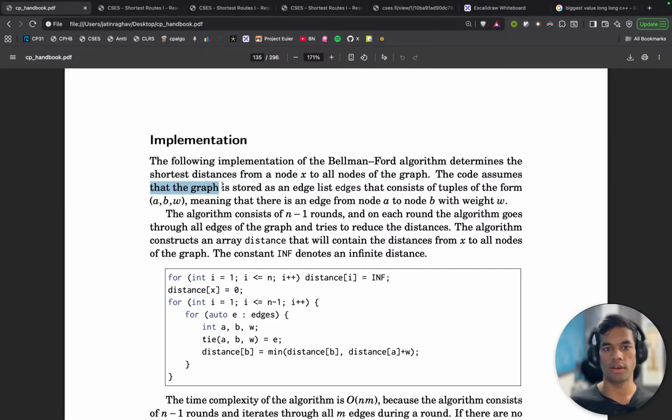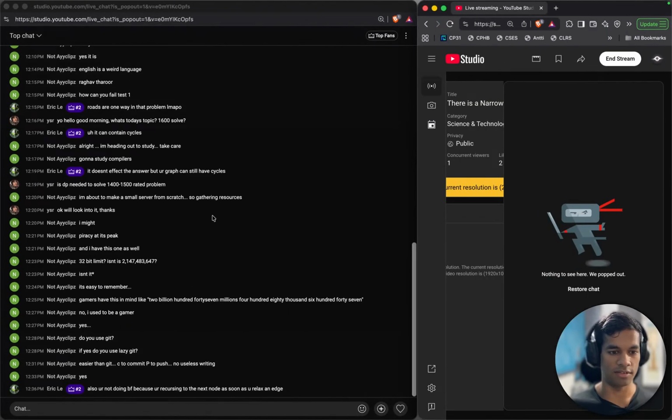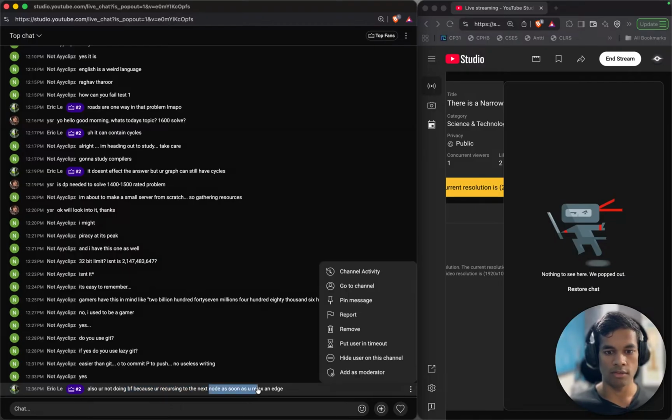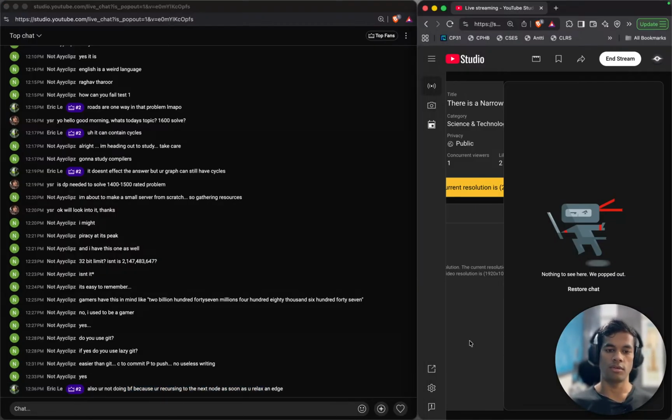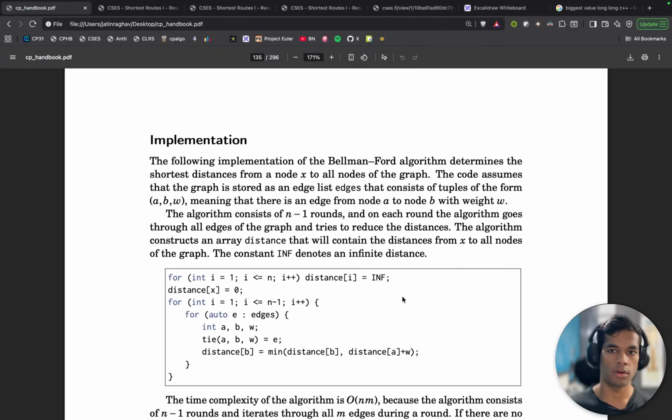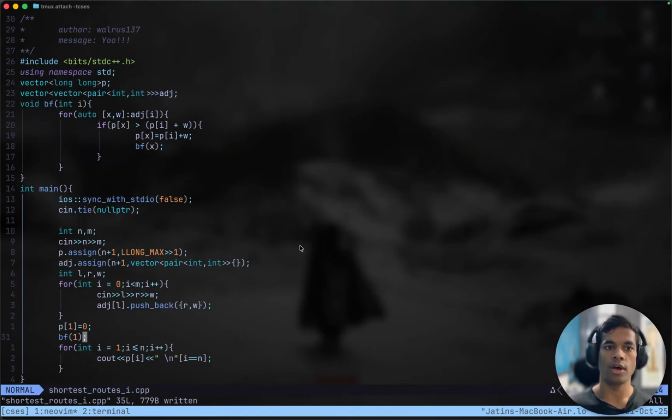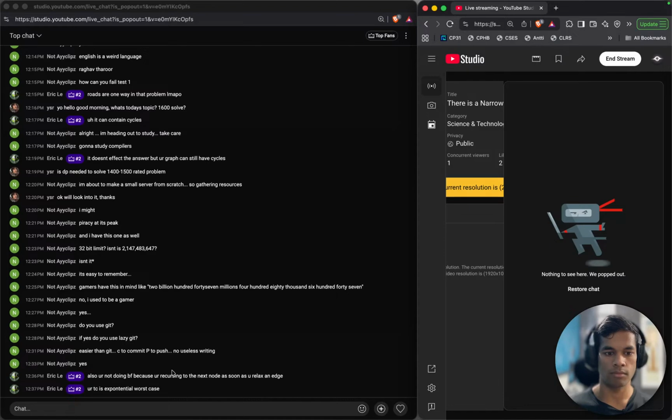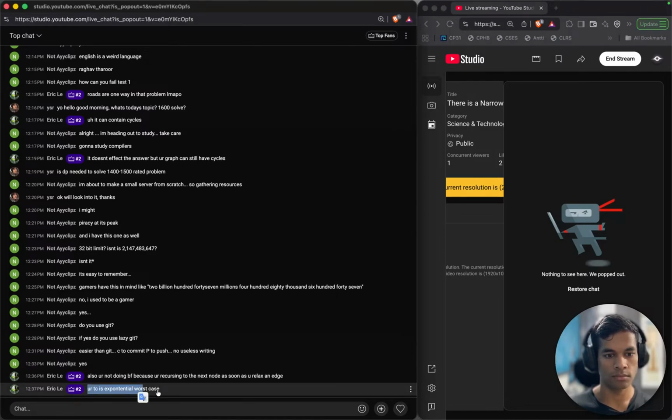The code assumes that the graph is stored as an edge list. As an edge list. Also, you are not doing BF because you are recursing to the next node as soon as you relax an edge. So this is DFS. So I should implement BFS. Shit.